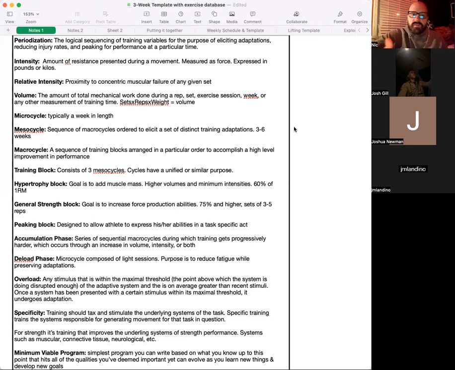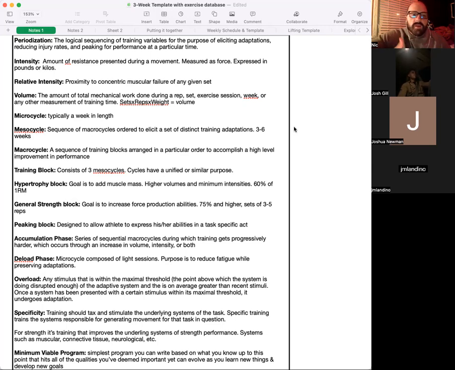Volume. Volume is just the amount of work during a rep, set, session, week, month, or phase. And it's really just sets times reps times weight. Sets is the number of rounds you have for an exercise. Reps is the number of times you perform that exercise per round.